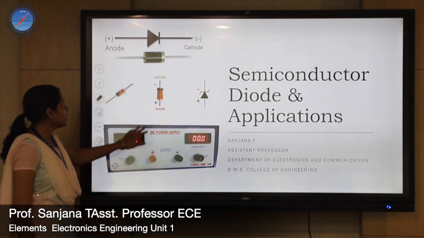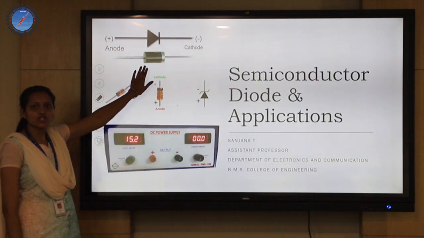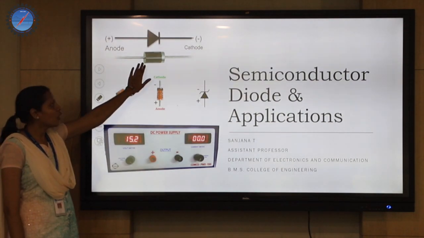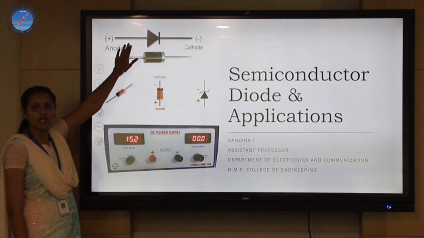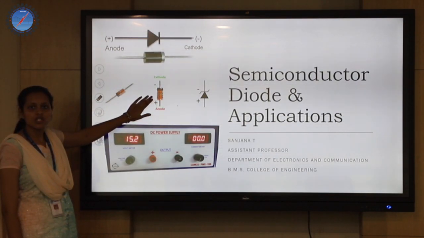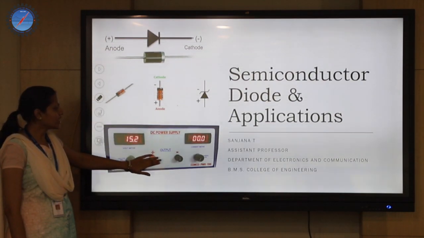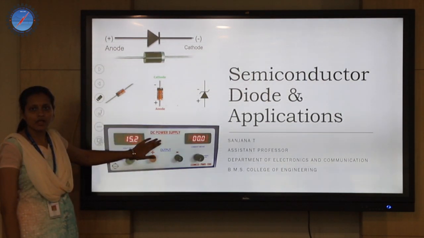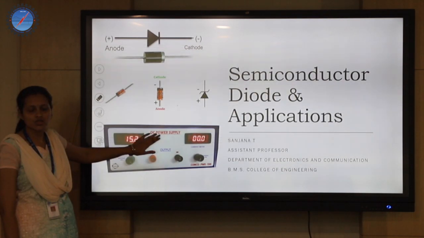So here we can see the pictorial representation of diode and also how it is represented symbolically. Here you can see the special type of diode, which is Zener diode, how it looks. And here we can see the regulated power supply, which is one of the major applications of diode.